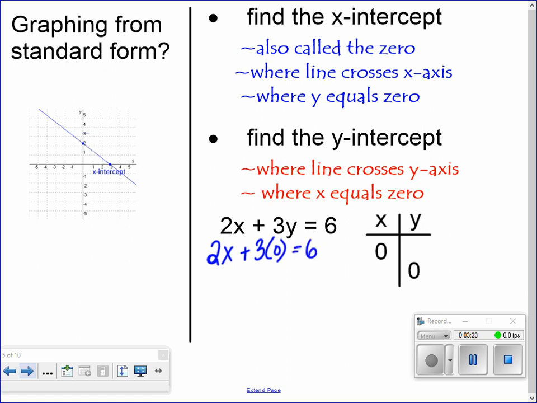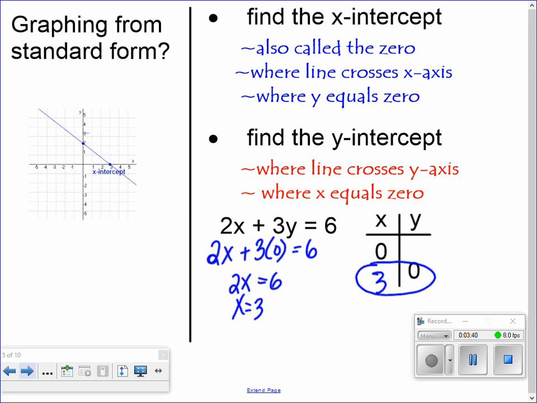By making the y value 0, the 3y part goes away. We're left with 2x is equal to 6. And so we know x is equal to 3. So our x-intercept would be (3, 0).